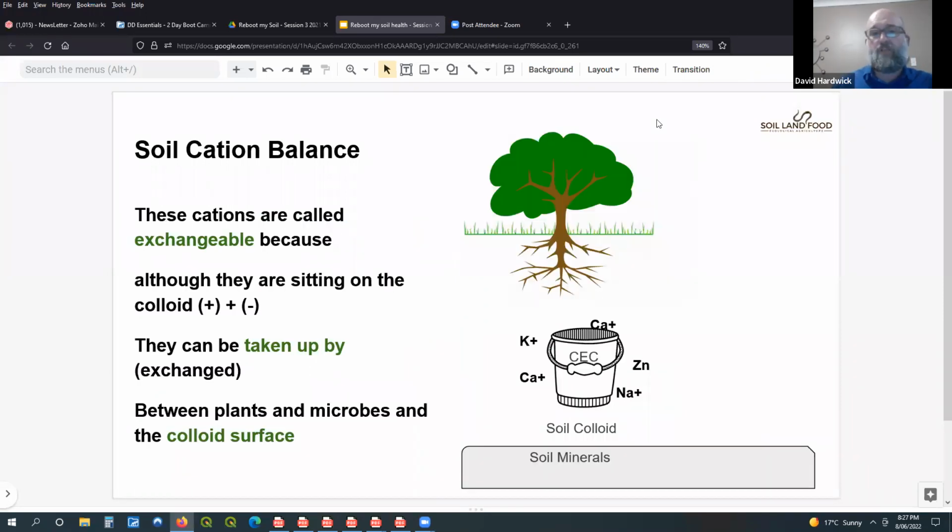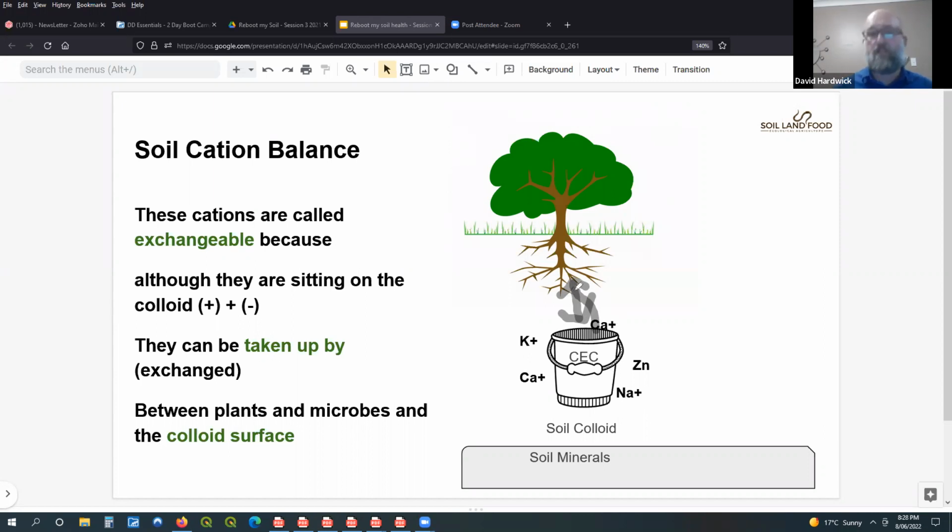So we call them exchangeable because although they're sitting on the colloid, they're not static or stable, yet they're quite active. Even though they're sitting on the colloid, kind of attached to something, calcium, sodium, potassium, they can be exchanged. Bacteria can come and grab one off there, or a plant root can grab a calcium and take it up. So even though it's kind of like a zone where they're hanging out, it's quite mobile.